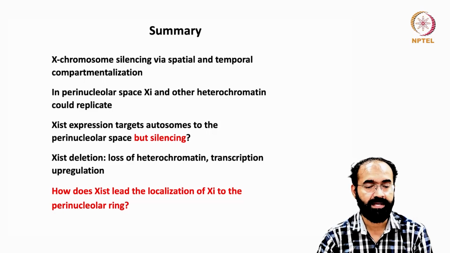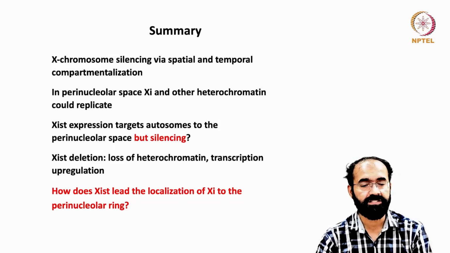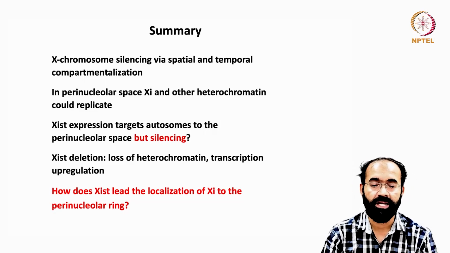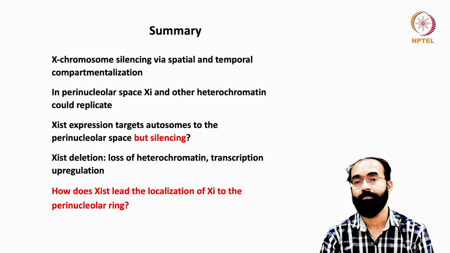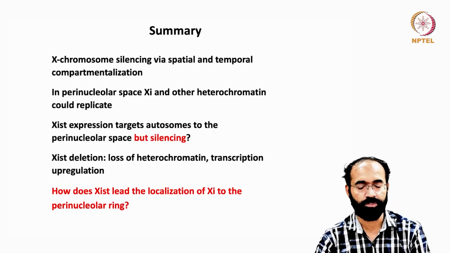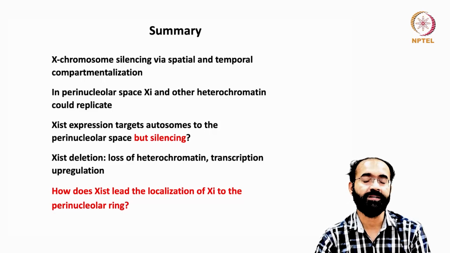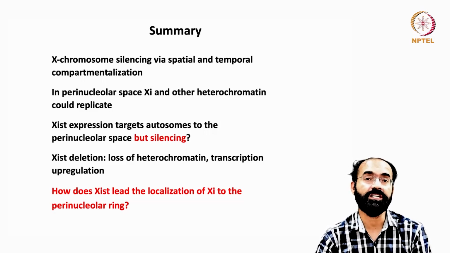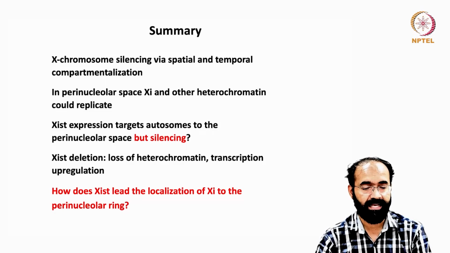That is a place where they replicate, and Xist expression targets autosomes to the perinucleolar space, but they may not be getting silenced as is occurring with the X chromosome, at least in that experiment where they tried chromosome number 8. Xist deletion, what happens? Loss of heterochromatin and transcription upregulation is seen if you delete the Xist.